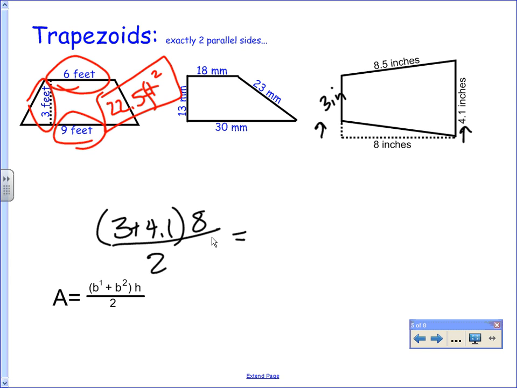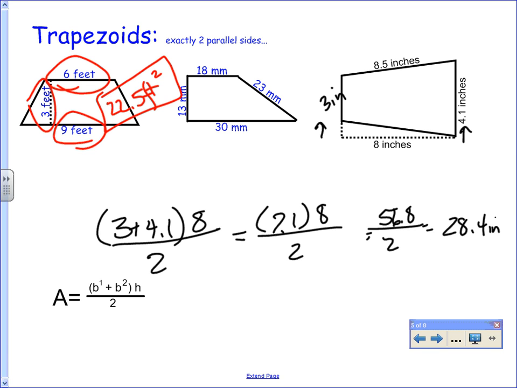So that's 7.1 times 8 over 2. So this is 56.8 over 2, which is 28.4 inches squared. And that's the area of this trapezoid.